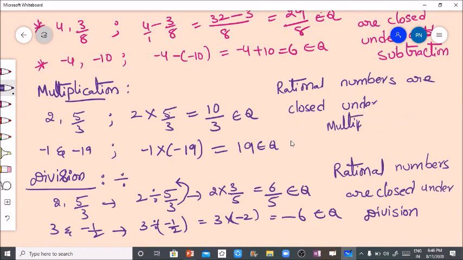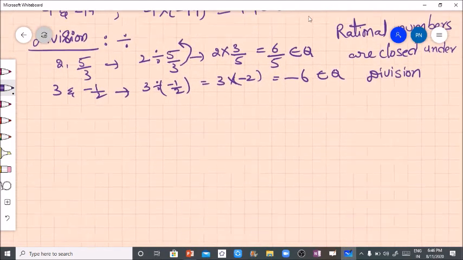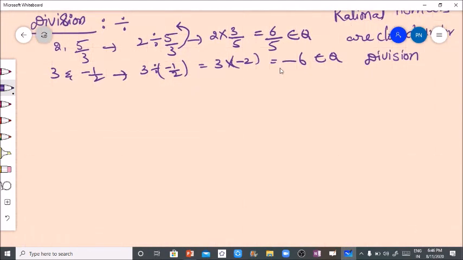Okay, multiplication. Okay, students, I hope you all understand. This is the closure property. Next property is commutative property.